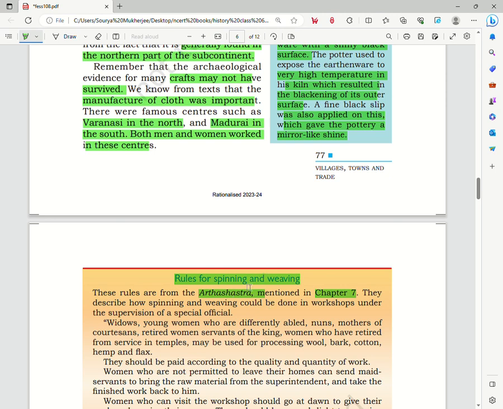So in this book there are rules regarding spinning and weaving. They describe how spinning and weaving could be done in a workshop under the supervision of a special official. So it describes that the work in a spinning workshop or a weaving workshop has to be carried out under the supervision of a special official.